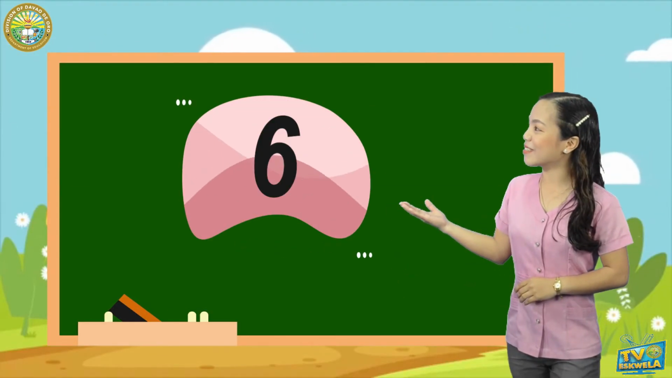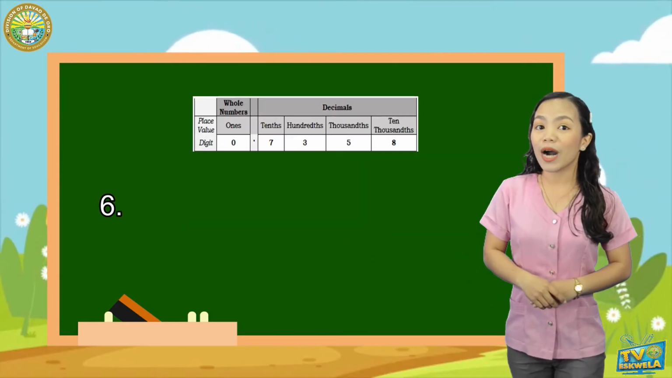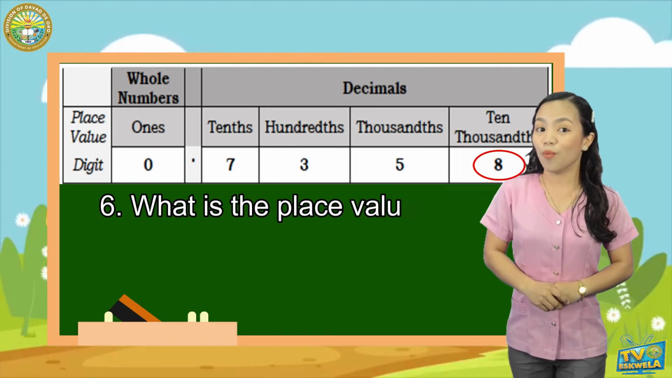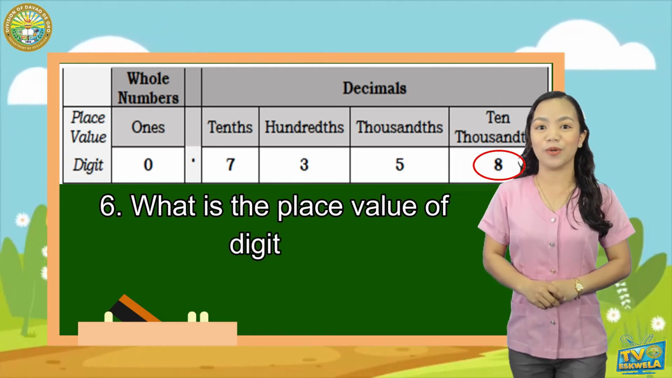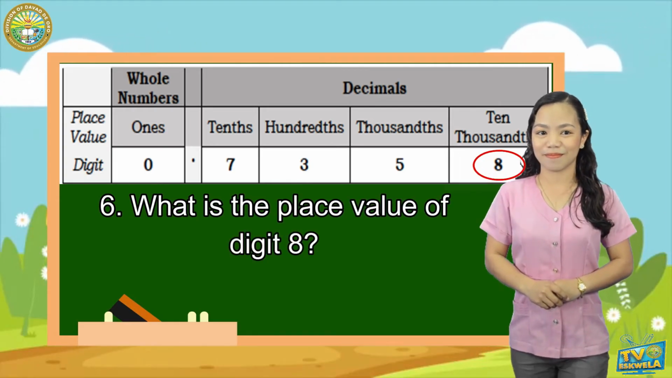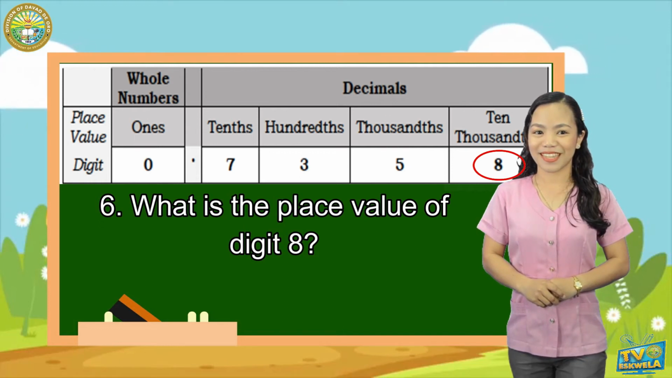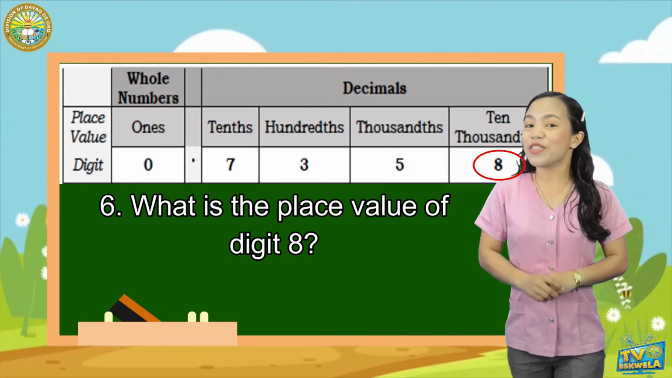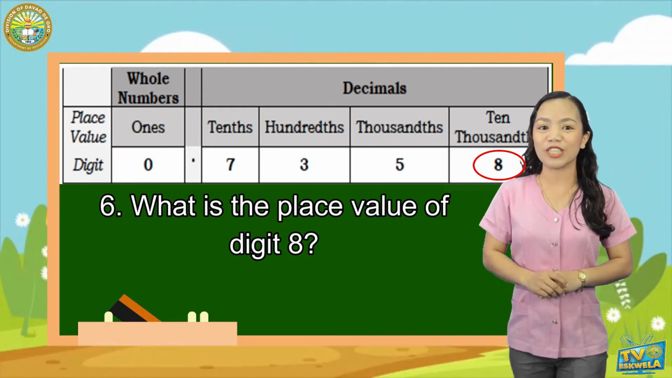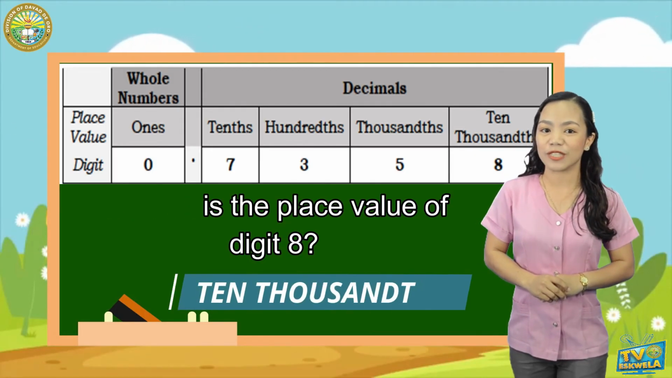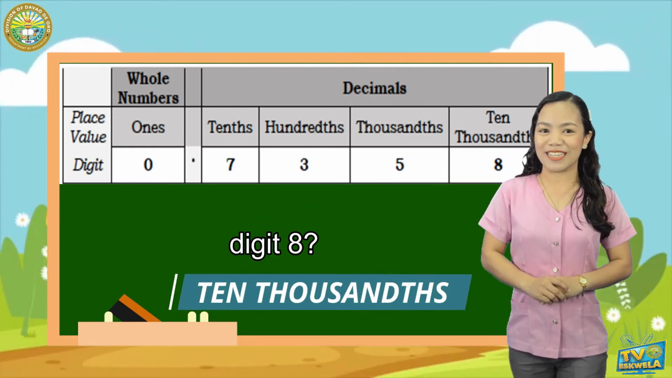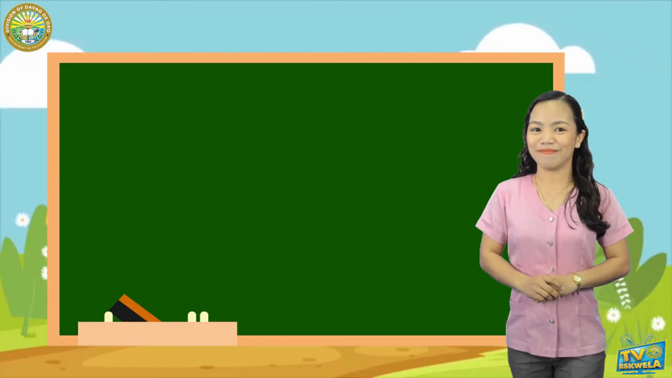Number 6. What is the place value of digit 8? You got a good eye. Fantastic. The place value of the digit 8 is 10,000s. Again, that is 10,000s. Good job.